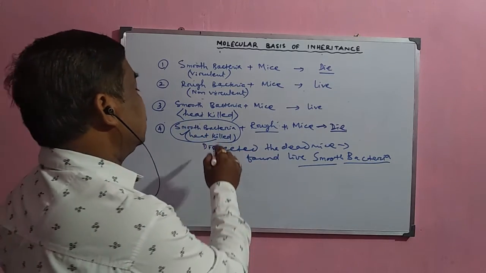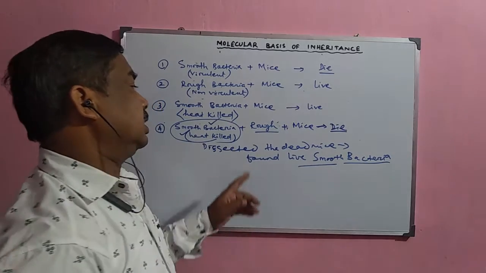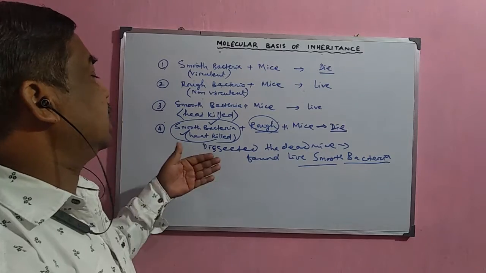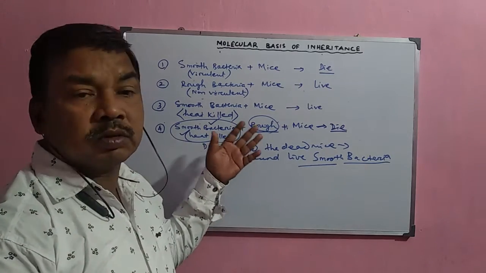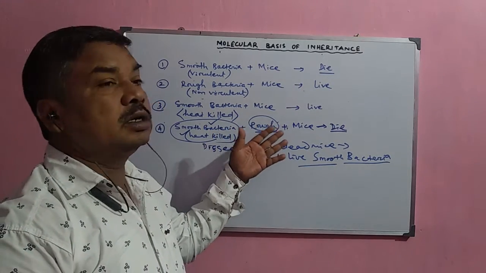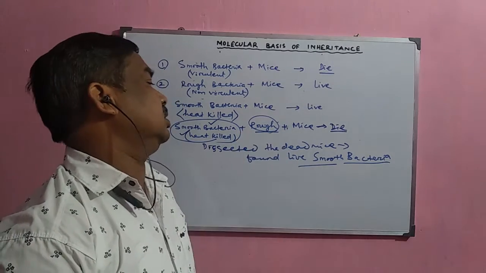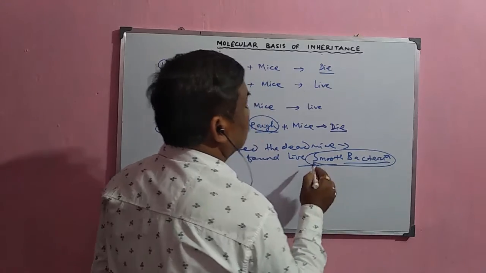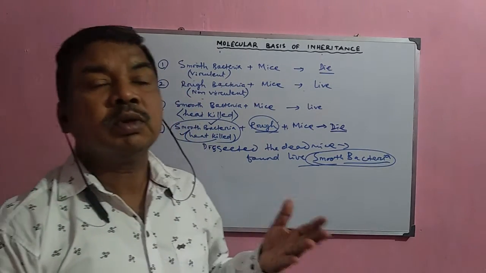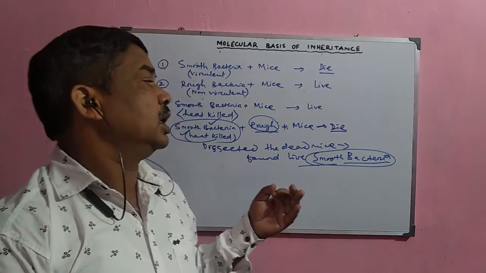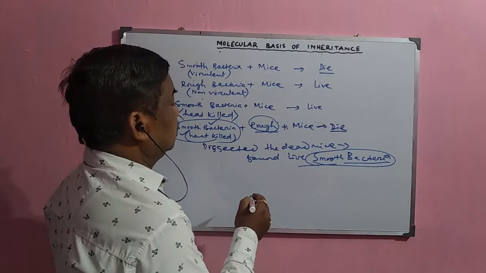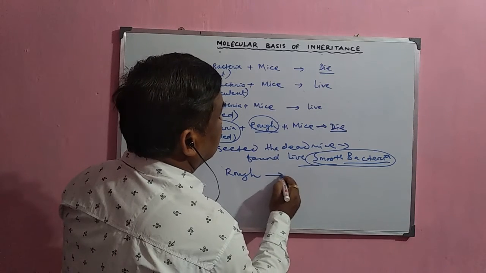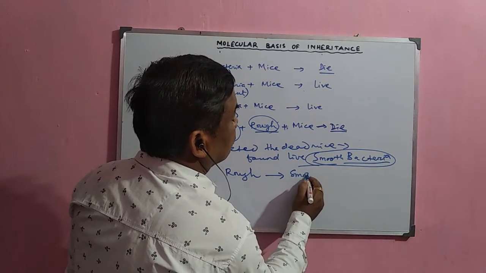But when the heat-killed smooth variety and raw variety were combined together and injected into the mice, how was this smooth bacteria formed there? From where does the smooth bacteria come from? This smooth bacteria is actually transformed from a raw bacteria. It is the raw bacteria transformed into the smooth form.